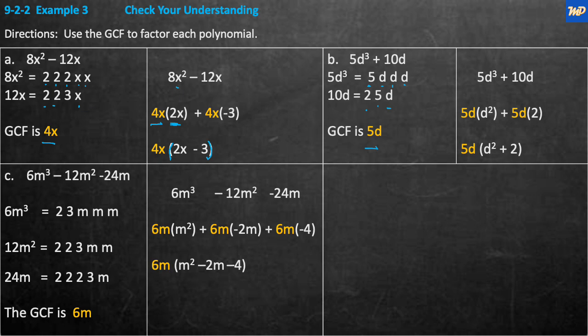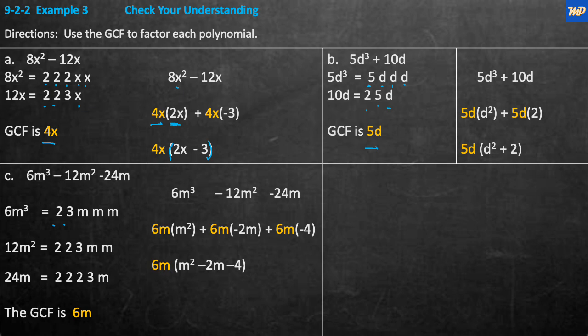And finally, we have this trinomial to factor over here: 6m cubed minus 12m squared minus 24m. So the 6m cubed gives us a 2 and a 3. 2 goes into 6 3 times, 3 goes into itself once, and we have 3 m's from the m cubed. In the 12m squared, 2 goes into 12 6 times, and 2 goes into 6 3 times, and 3 goes into itself 1 time. And we have 2 m's. M squared is m times m.